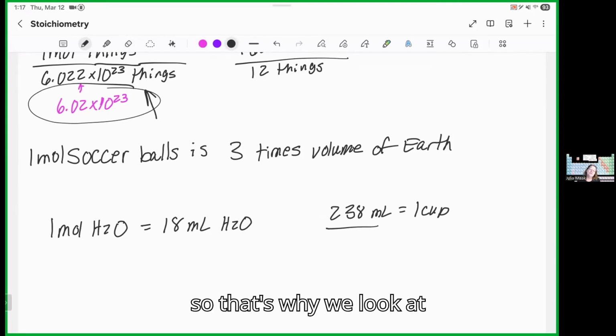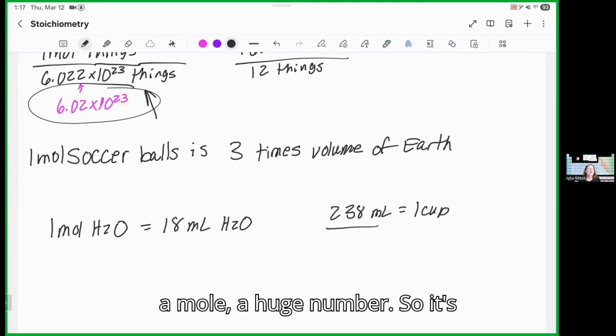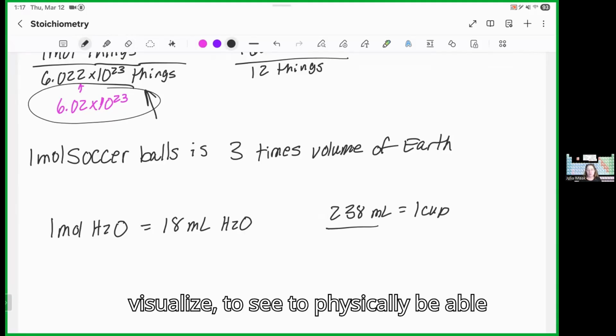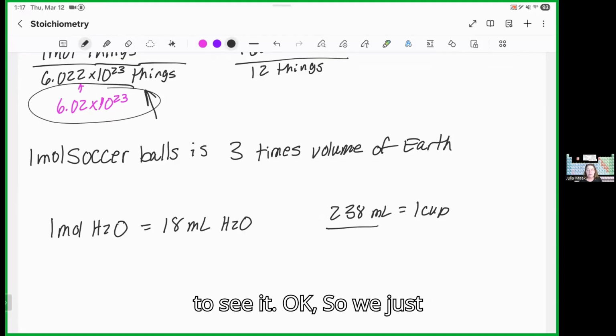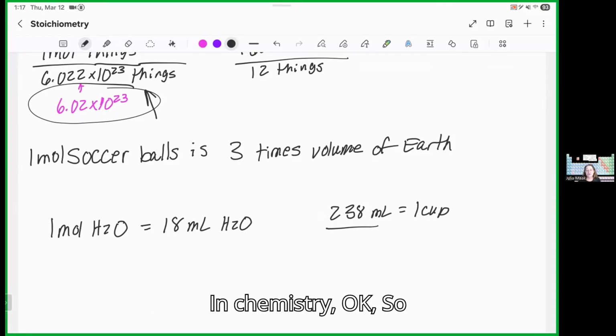Okay, so that's why we look at elements, at chemicals, by the batch of a mole, a huge number. So it's actually enough there for us to visualize, to physically be able to see it. Okay, so we just look at things in numbers of moles in chemistry.